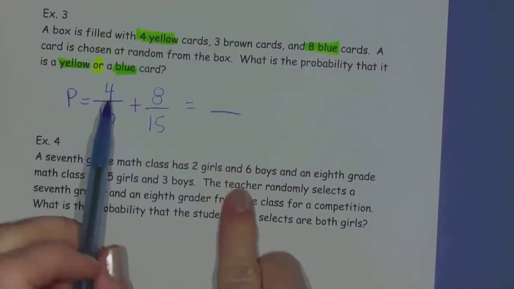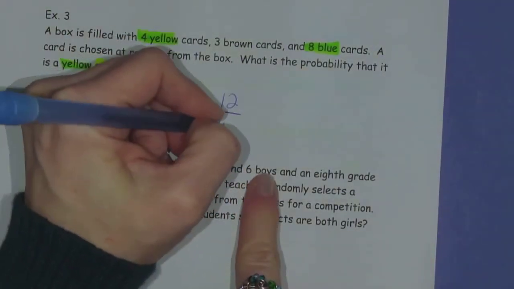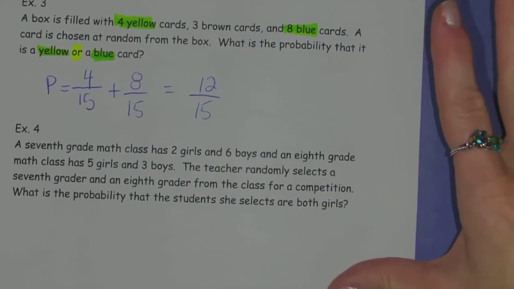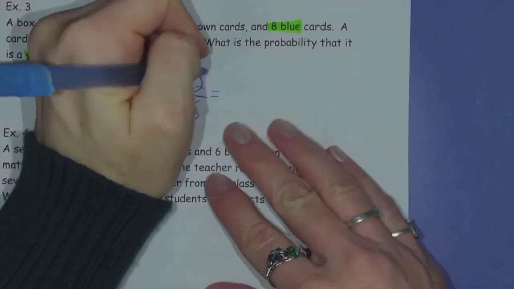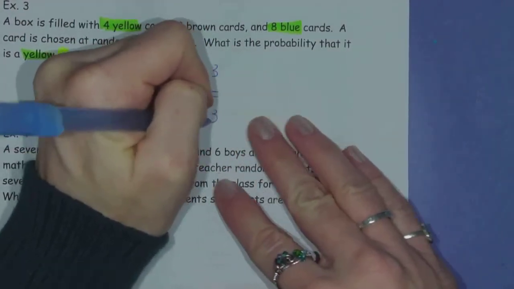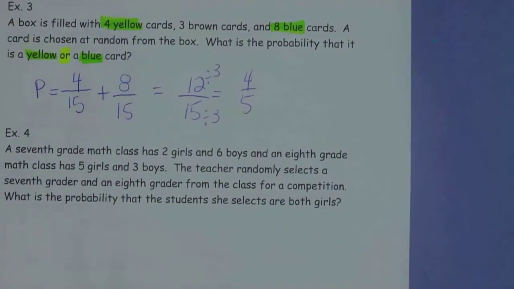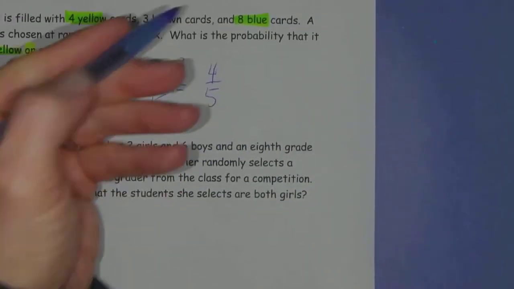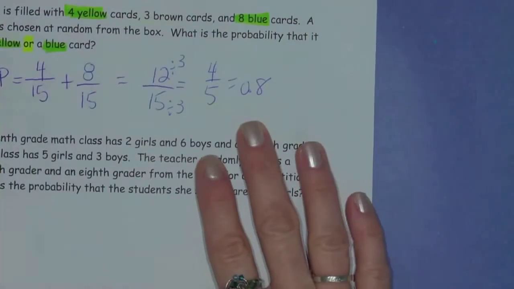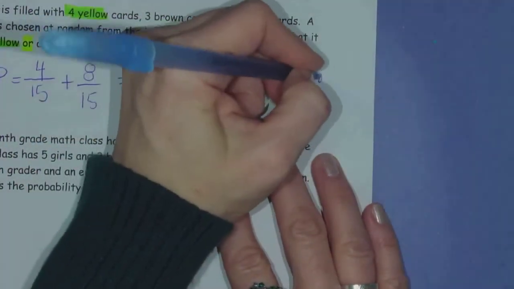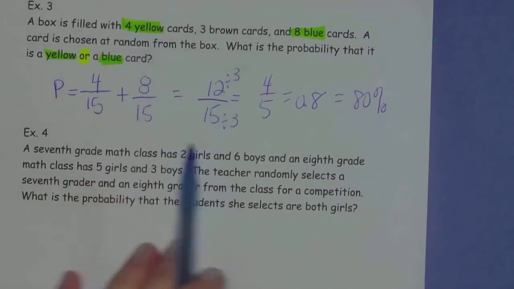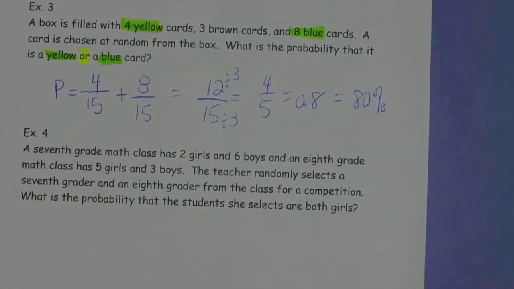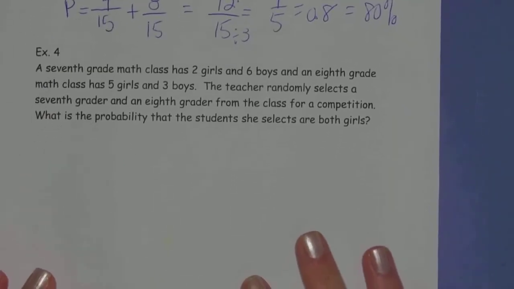And so we add those together. 4 plus 8 is 12. Carry along the common denominator. 12 out of 15. And so that reduces to, they're both divisible by 3. So we'll call this 4/5. If you divide 4 by 5, you're going to get 0.8. And if you multiply by 100, you're going to say 80% chance. So we have an 80% chance of drawing blue or yellow out of this box.